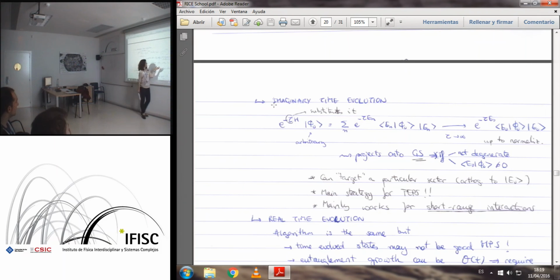So at the end, if your initial state had some overlap with the ground state, you end up with something which is proportional to the ground state. Unless it is degenerate, of course. If it is degenerate, then there will be some other term which also doesn't decay. And this strategy is what is called imaginary time evolution.